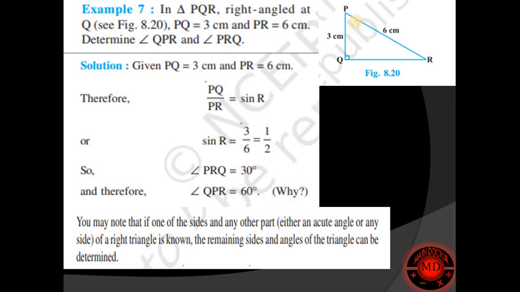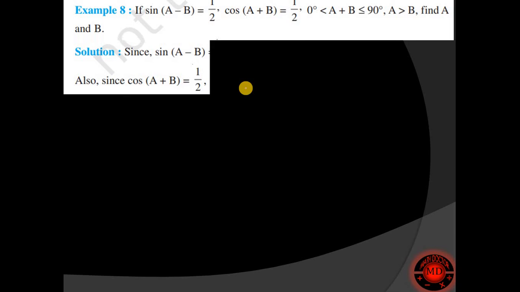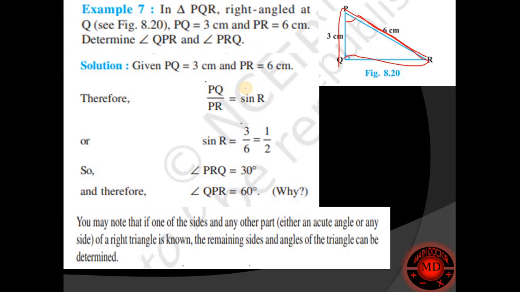So we have to determine this particular angle QPR and PRQ. So that's the idea. It is very easy. First of all we have to find this particular angle, which is PQ upon this, which is 3 by 6. If it is sin R, which is perpendicular upon hypotenuse, it is equal to 1 by 2.